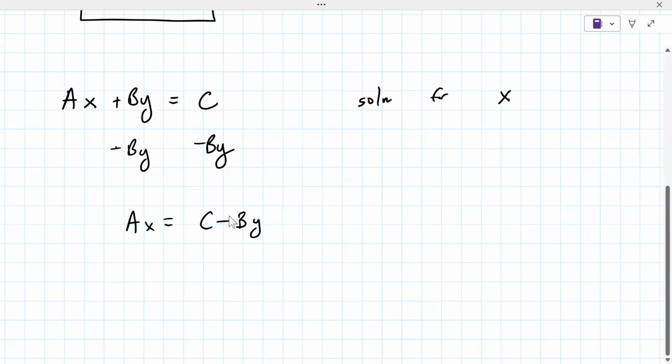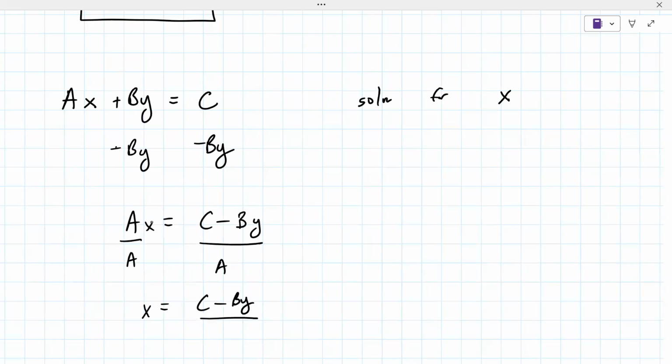So what is the a doing to the x? What's the math operation between the a and the x? The multiplication. So you undo that with division. So x equals c minus by over a. Is that clear? Yeah, it's clear.